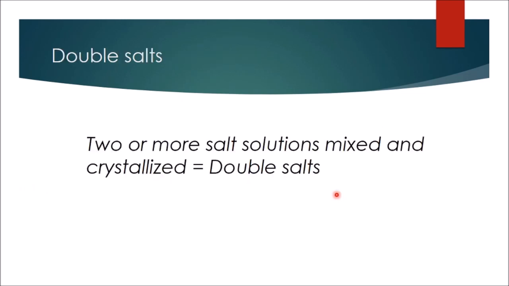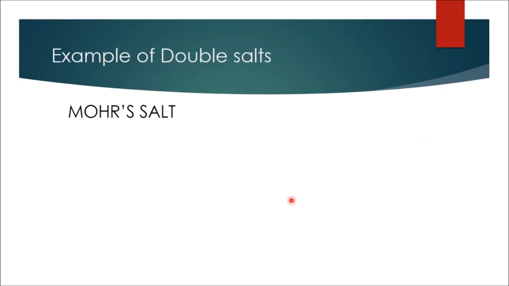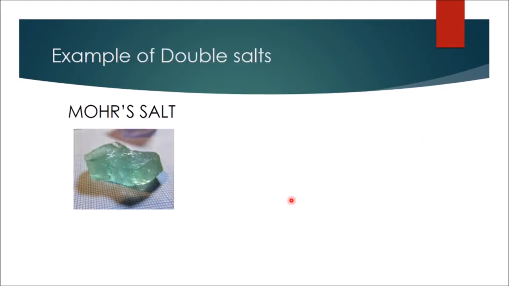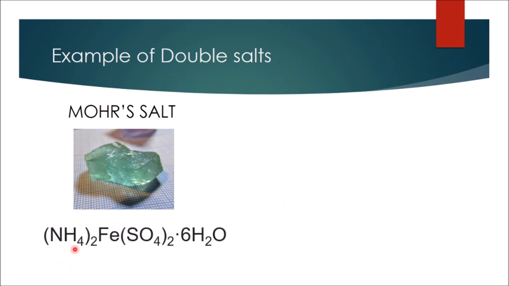Double salts. What are double salts? Double means two. When you have two or more salt solutions mixed together and you crystallize them, you get a double salt. So what happens is, जब हम दो या दो से ज़्यादा salts को mix करके उनको crystallize कर देते हैं, evaporate करके जो salt मिलता है हमें, वो double salt होता है. What is the example? A very common salt which is called Mohr salt, which looks like this. It has a formula. Now they have very long formulas, so जब भी आपको लंबे लंबे formulas दिखें like this one, and this is 6H2O, which is water of crystallization.